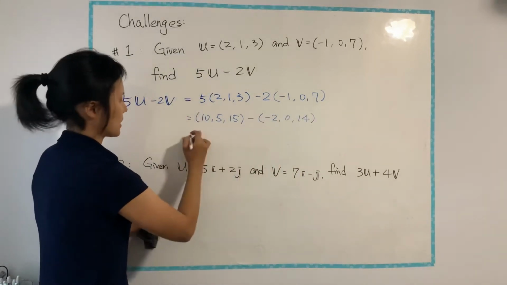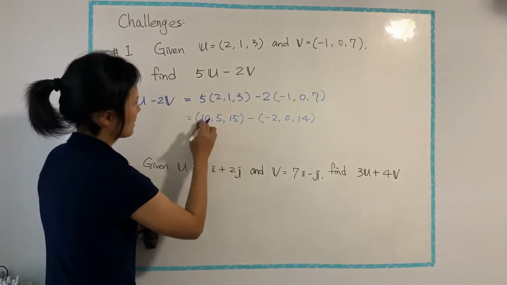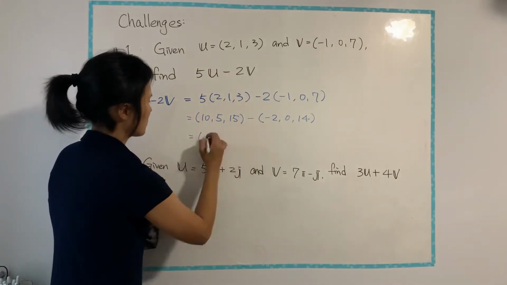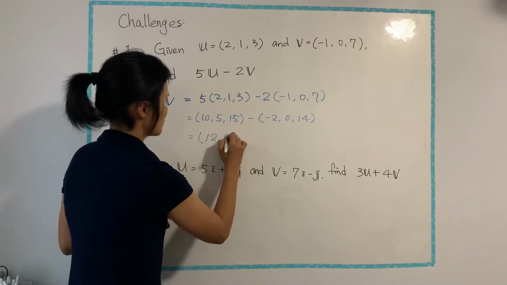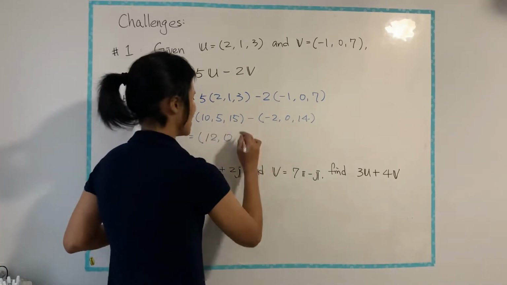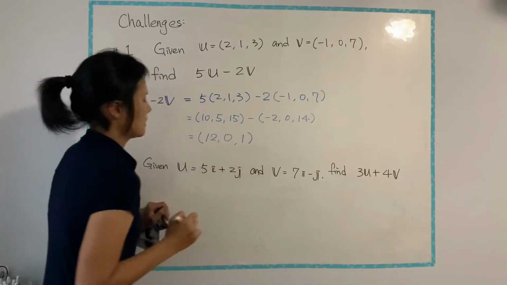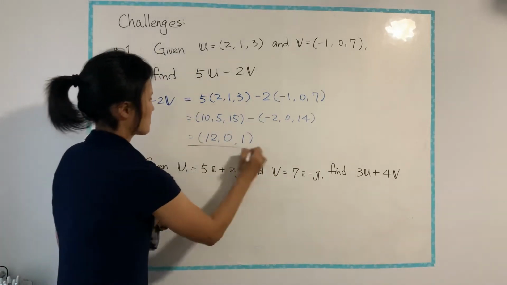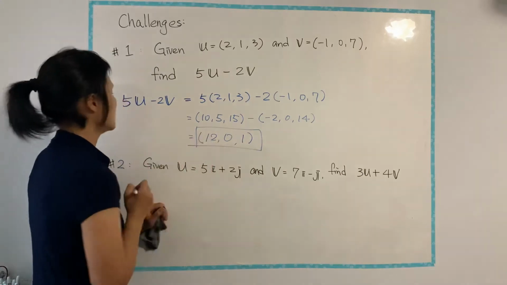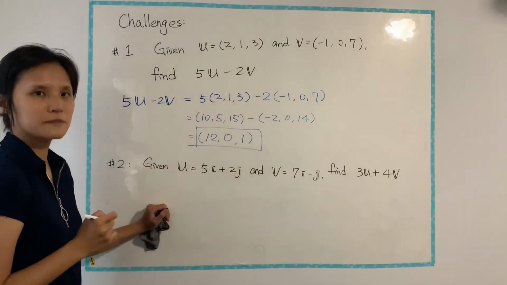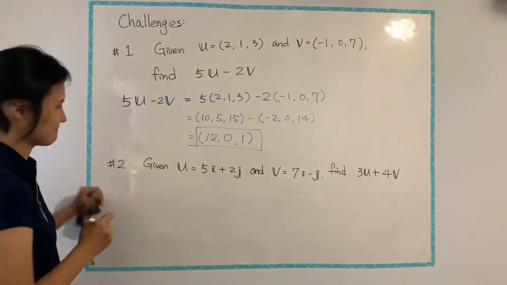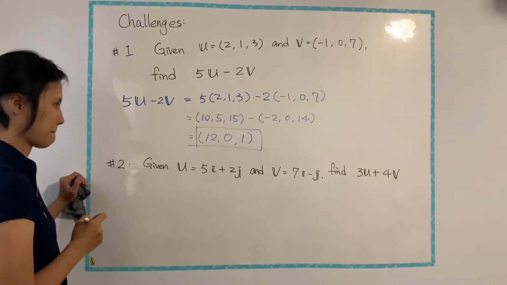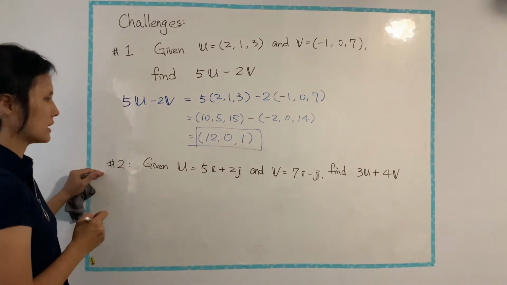Now I do subtractions. 10 minus negative 2 gives me 12. 5 minus 0, that's 5. 15 minus 14, I get 1. This is my answer for 5u minus 2v. Do you have the same answer? Okay, let's move to the next one.